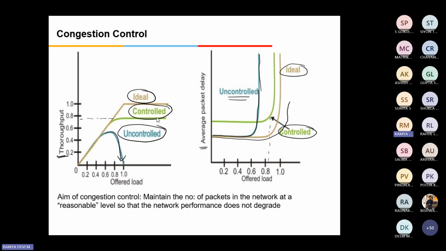If the link capacity is 50 Mbps, and all the time I'm sending packets which are less than 50 Mbps, it goes to the idle state. So the capacity I actually have is greater than whatever is required. So that is the idle state.